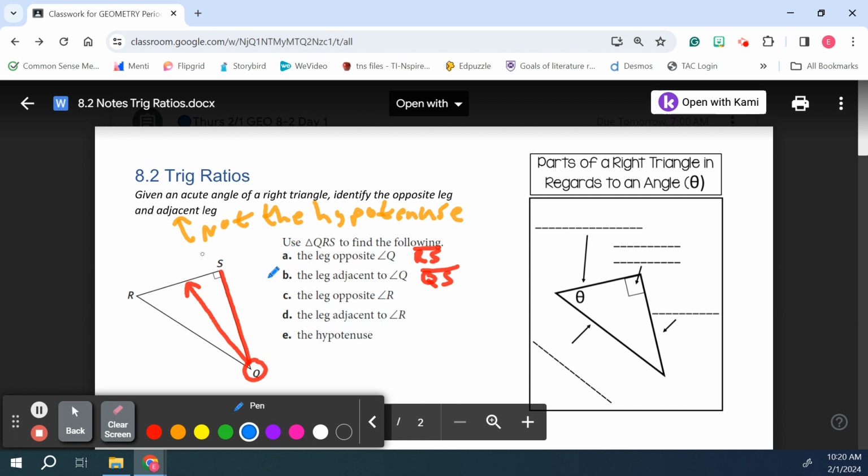All right, the leg opposite angle R. So here's angle R. Opposite that is, again, where I can physically draw the arrow. That's going to be QS. The leg adjacent is the one that is not the hypotenuse but still creates the angle. That's SR. And then the last thing we have is the hypotenuse, which is directly across from the right angle. That is RQ. Okay?